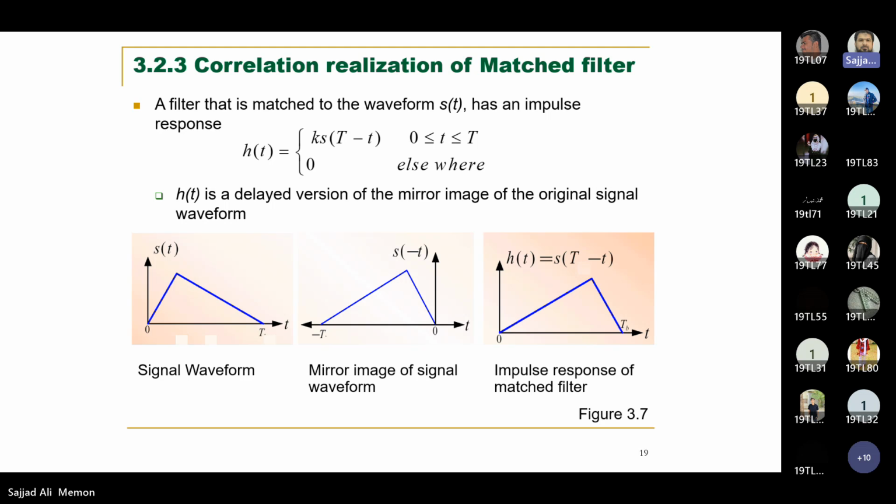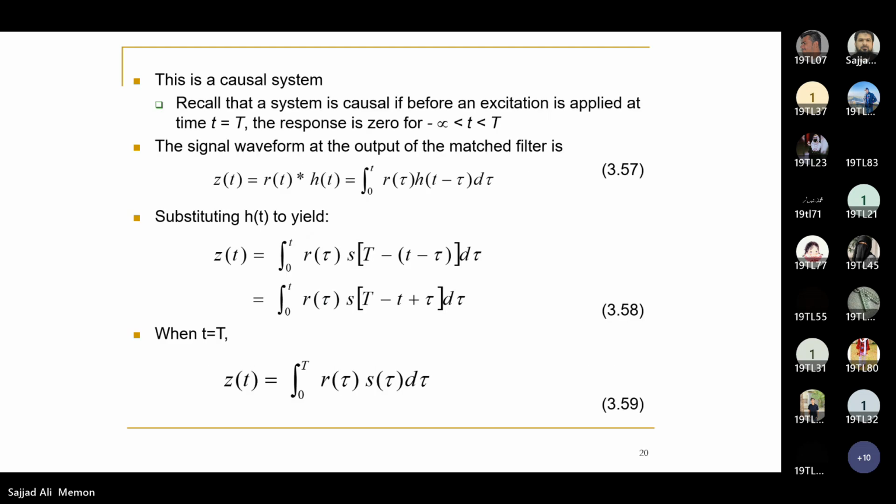Then we have the correlation realization of the matched filter. A filter that is matched to the waveform s(t) has an impulse response that is a delayed version of the mirror image of the original signal waveform. So you can see the signal waveform multiplied with k, mirror image, and then it is delayed by time T. So this is a causal system. I recall that a system is causal if before an excitation is applied at time equal to T, the response is 0 for minus infinity.